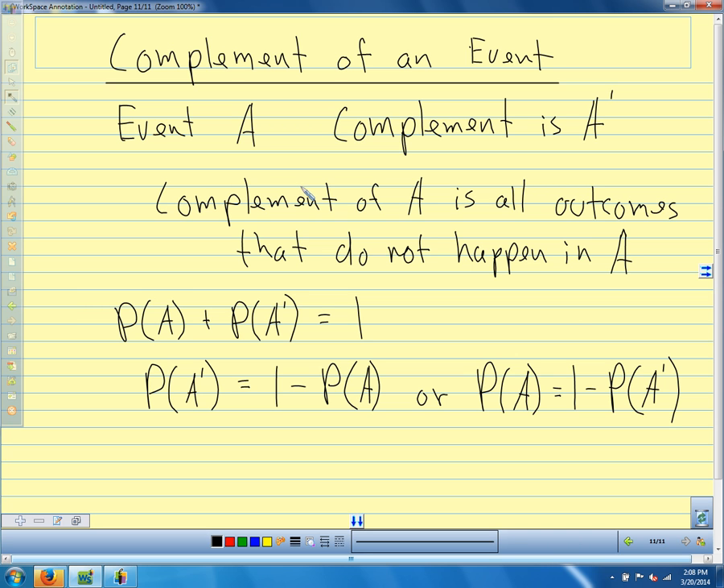So let's do an easy example that has to do with a complement, and then we'll be done. Any questions on what the complement is?